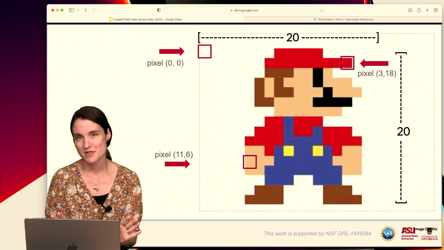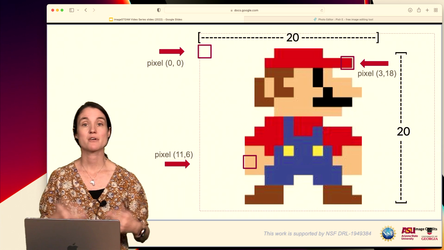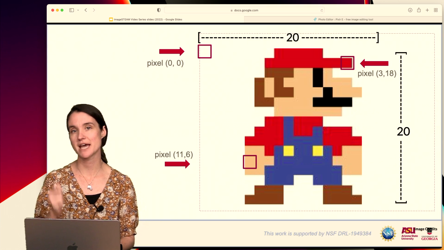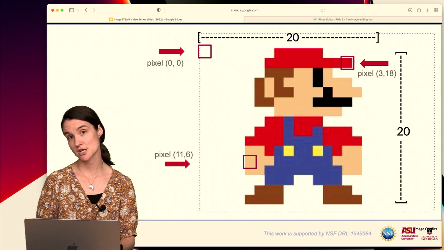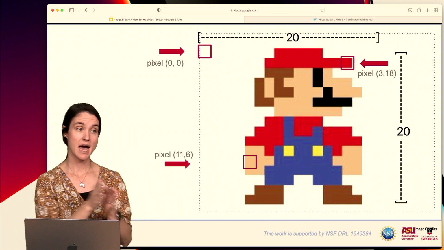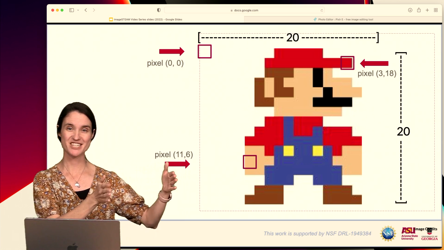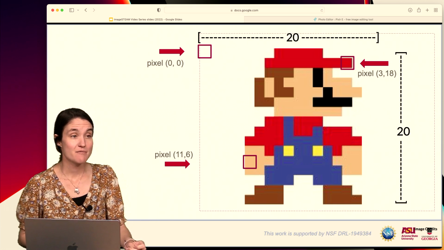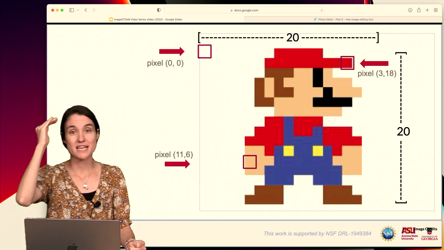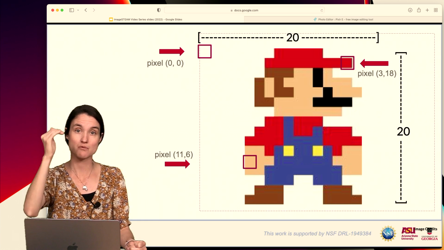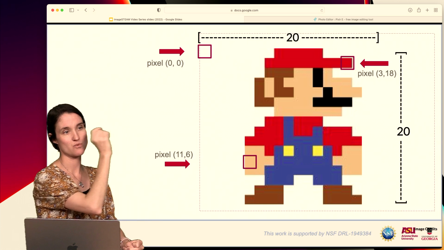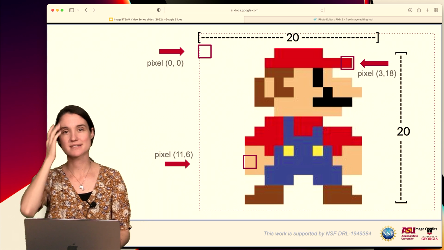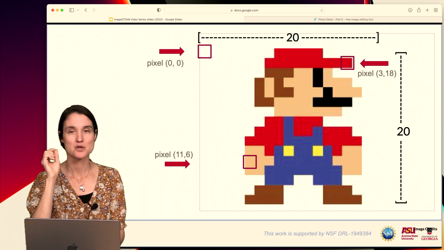Okay, one more thing before we go. We know that the pixels each have their own color, but you should also know that each pixel has its own location. We can define the location by two values: how far it is to the left and right in the image, and how far it is up and down. So look at the end of Mario's hat there. We can count from the top, 1, 2, 3 pixels, and count from the left, 1, 2, 3, all the way to 18 pixels. And we can say that the tip of Mario's hat is pixel 318.